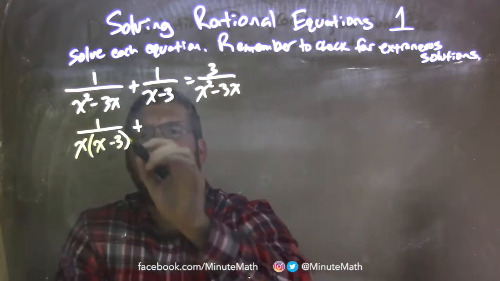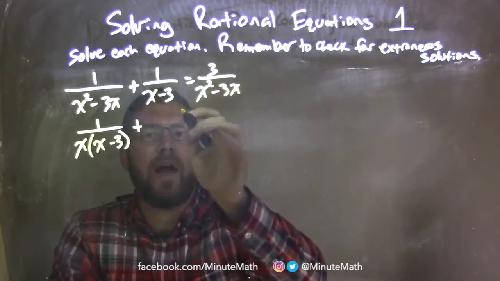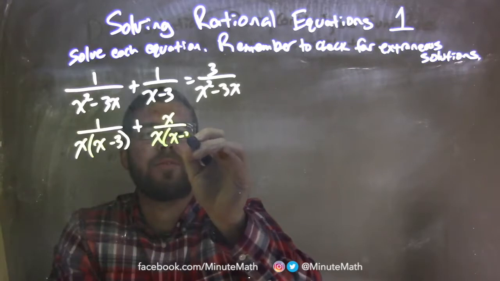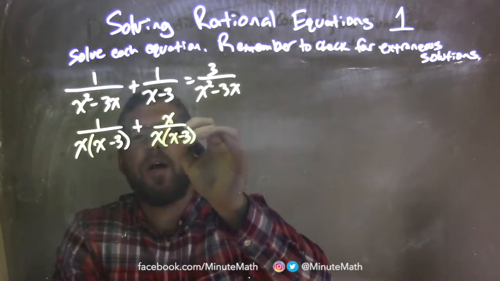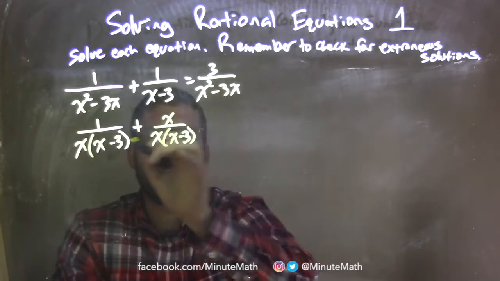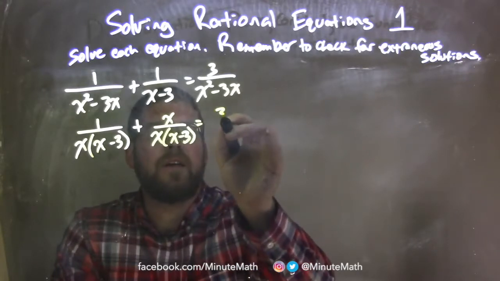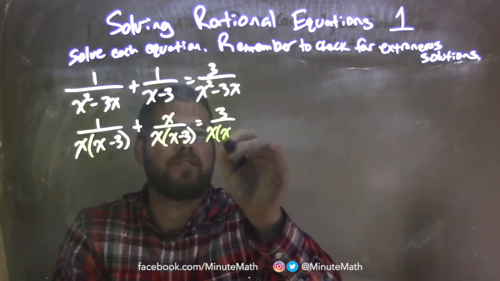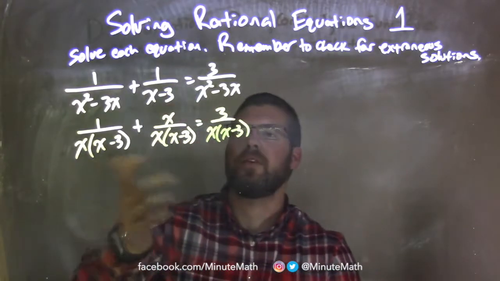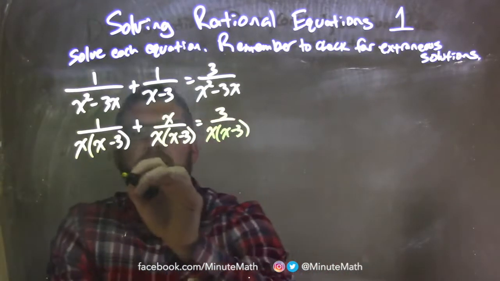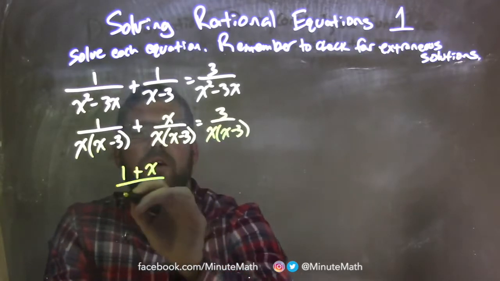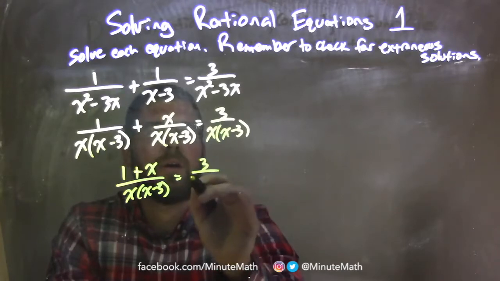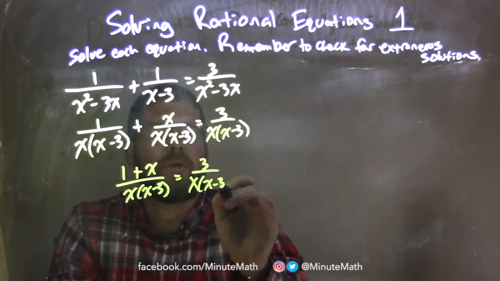Well, I can do that if I multiply this by x over x. That leaves me x over x times the x minus 3 in the denominator. So we can see how this, if I divide the x's, gives me the same thing. But what that does now is give me the same base here and the same base here, x times x minus 3. Now that they're all the same bases, I can add these two together. And so I just have a 1 plus x over x times x minus 3 now. I can combine them. Equals 3 over x times x minus 3.